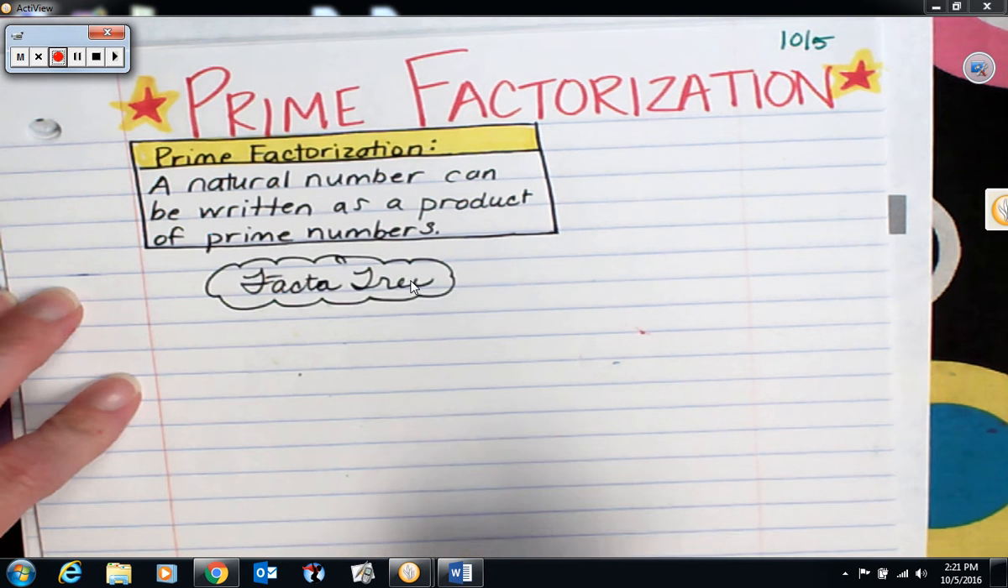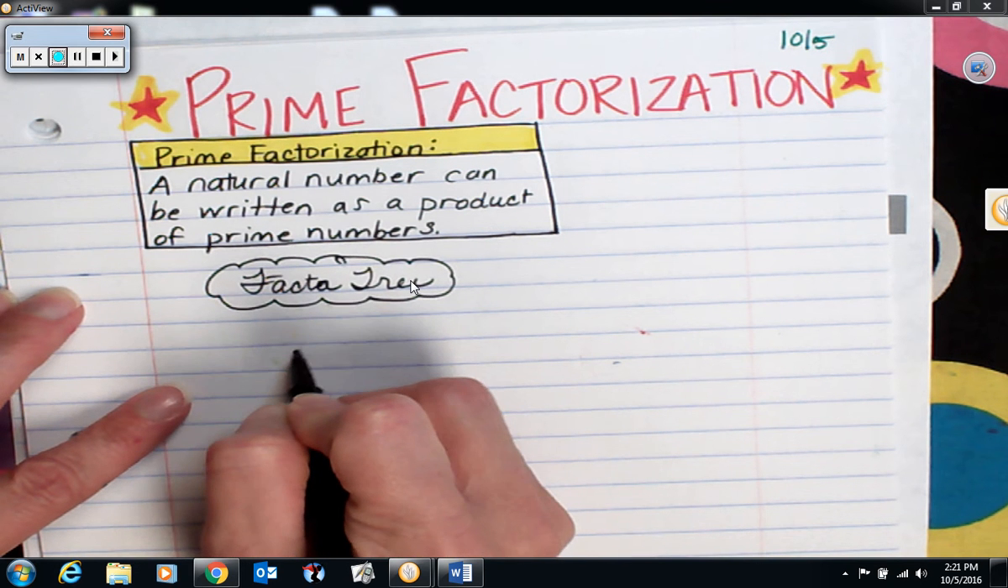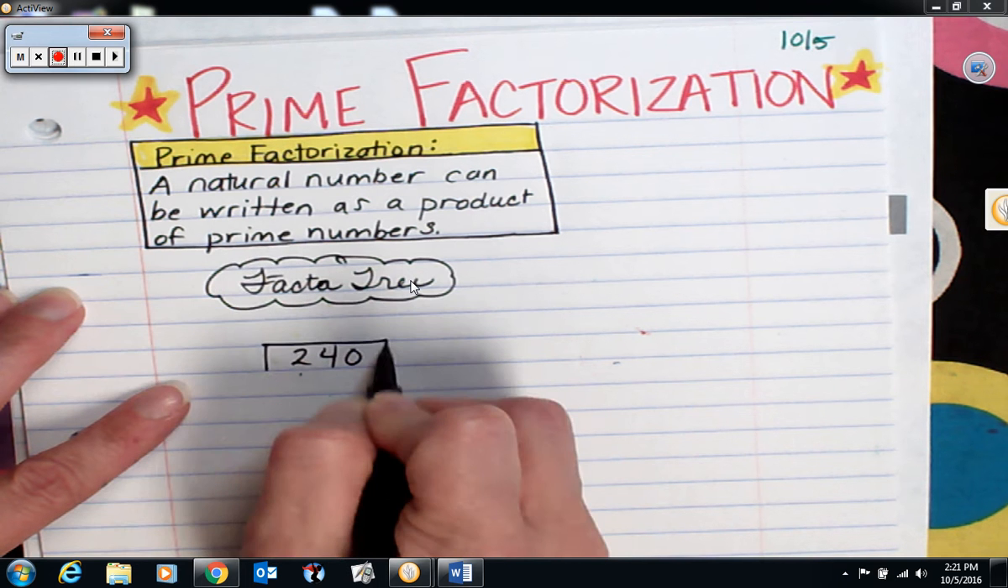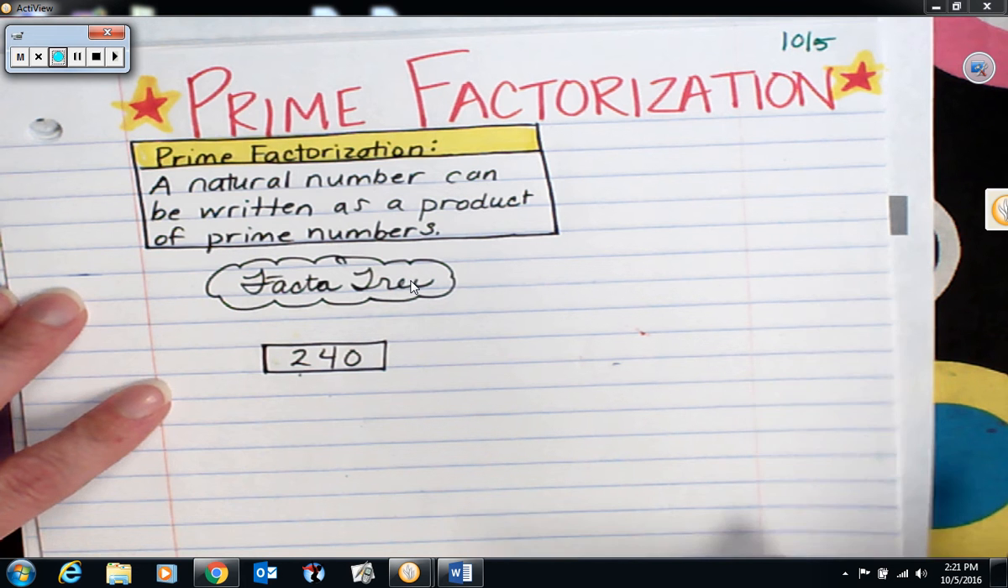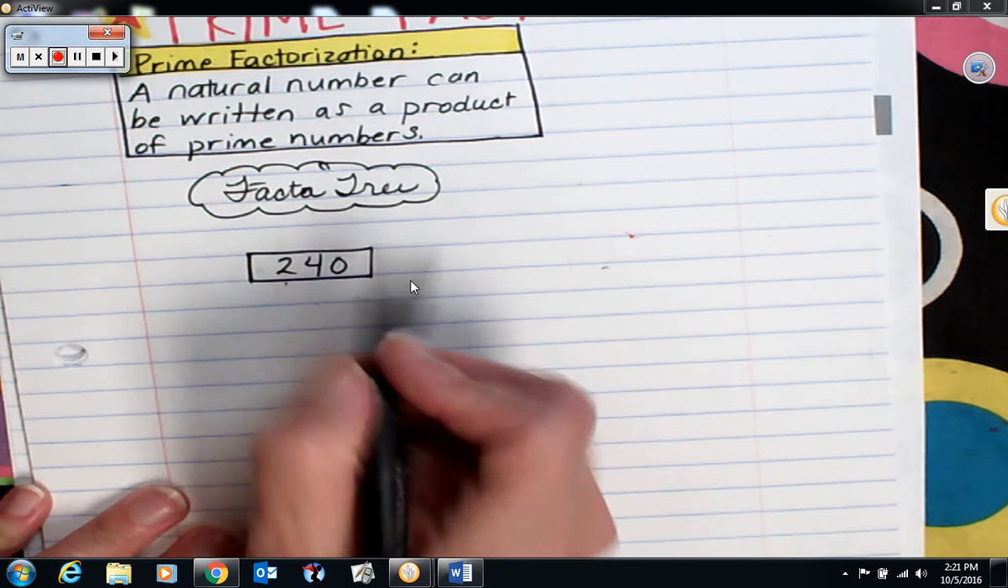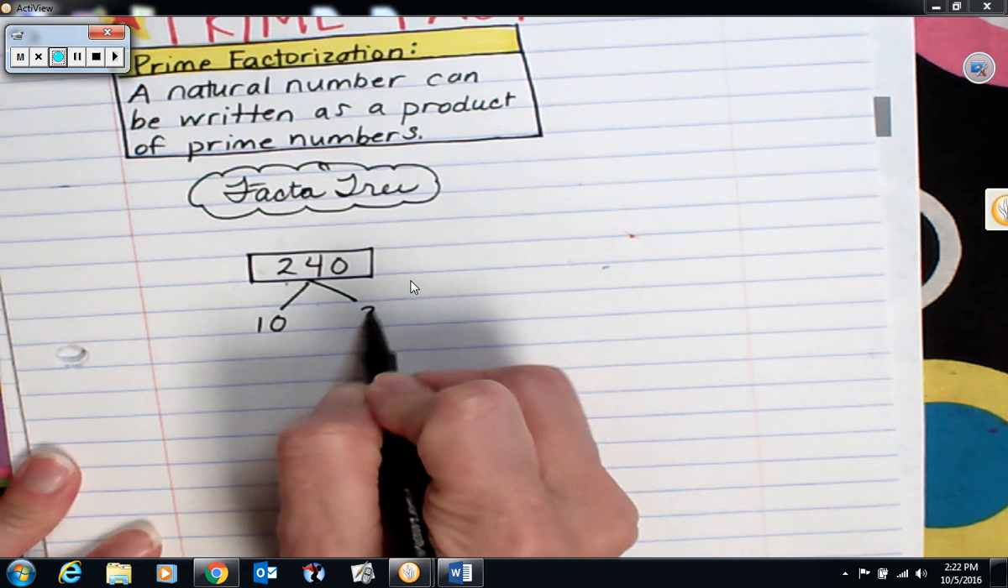So I'm going to start by finding the prime factorization of a number like 240. I'm going to put 240 inside a box so I can remember that that's the number I'm starting with. And to start my factor tree, I'm going to caret off of 240 with a factor pair that makes 240. And I can choose any factor pair. It doesn't matter. So I can do 10 times 24, 2 times 120, 80 times 3. I can choose any factor pair that makes 240 to start with. So I'm going to do 10 times 24.